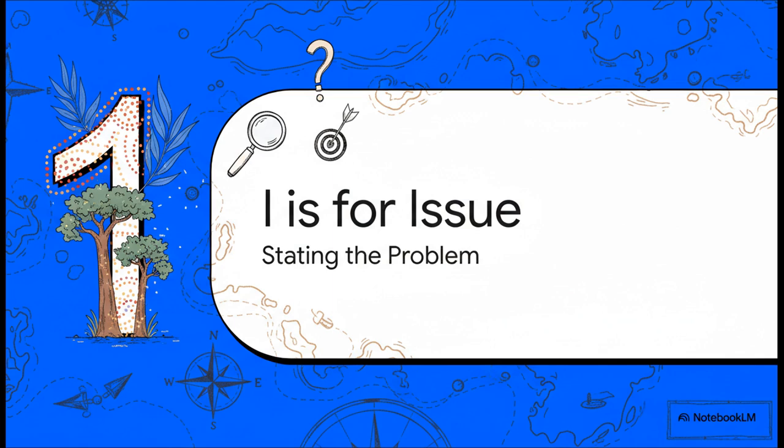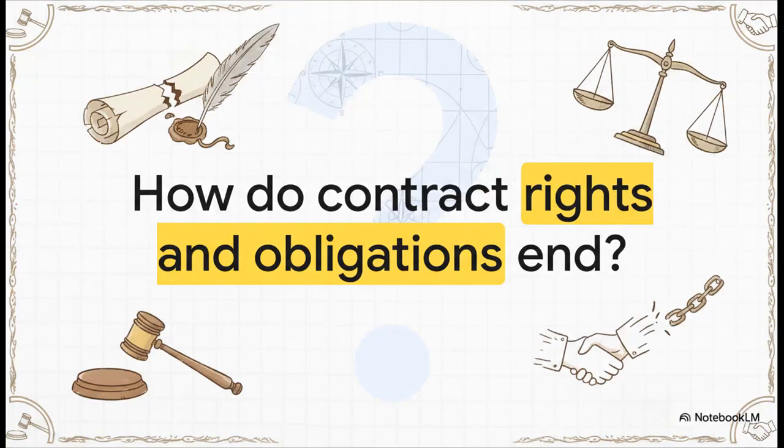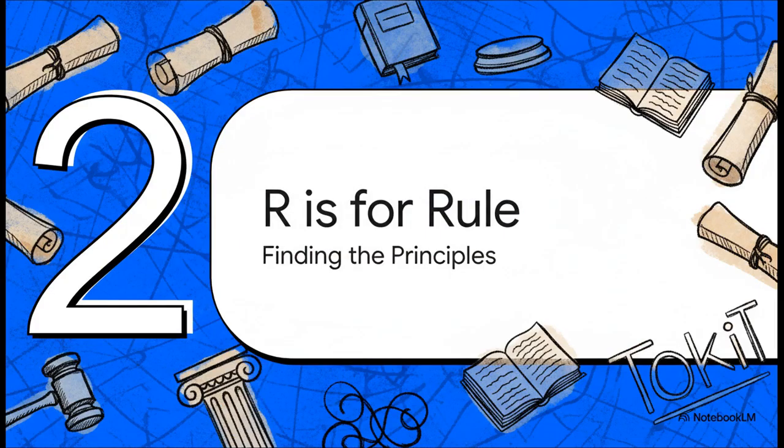And this is all about one thing, getting right to the heart of the matter. You have to clearly, sharply define the central question you're trying to answer. No fuzziness allowed. So to stick with our own method, the issue we're going to tackle is this. How does a legal contract actually end? How is it officially discharged? That's our question.